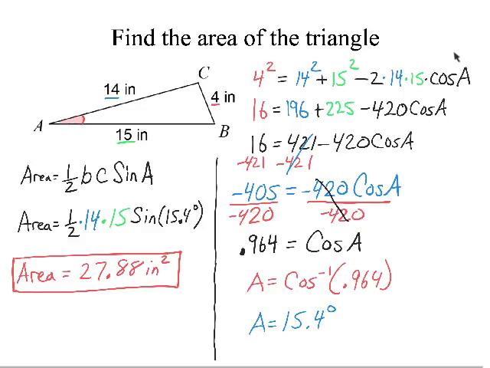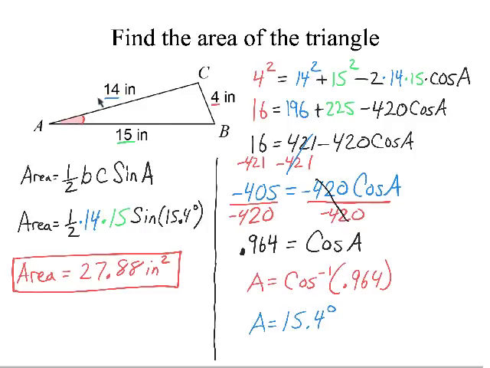So once I plugged all those in, I square, multiply all this. Then I combine these two, get 421. Then I minus the 421 over. I divide the negative 420 by both sides, get this decimal. And then to get A, or the angle, out of a cosine, we have to inverse cosine both sides. So you end up with A equaling the inverse cosine of this, and your calculator will give you 15.4 degrees.